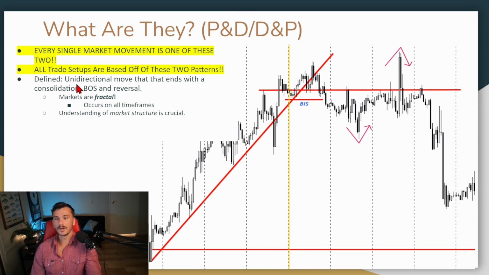Defined, a unidirectional move that ends with a consolidation, a break in structure, and a reversal. So in this picture here, on this chart, you can see this is ranging over multiple days. And the market is pumping up, pumping, pumping, pumping. And then at one point, there's a high where the market starts working that high. And you can see that we've gone into consolidation above that level, right?